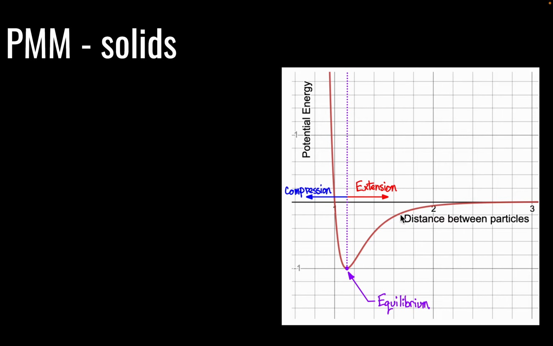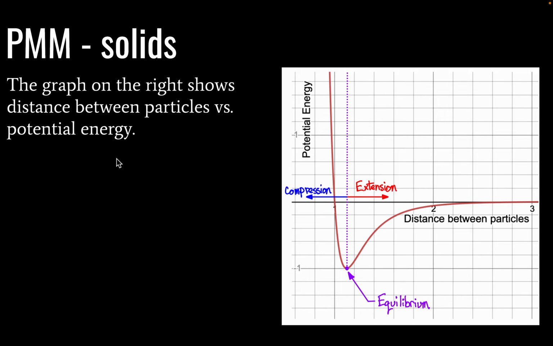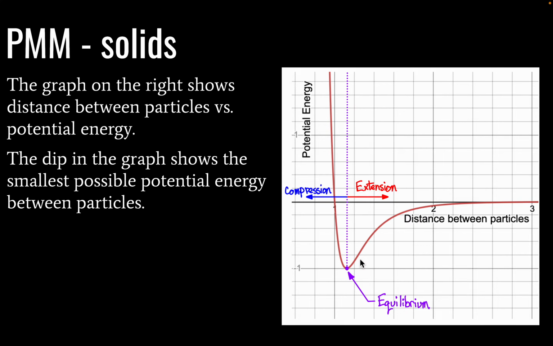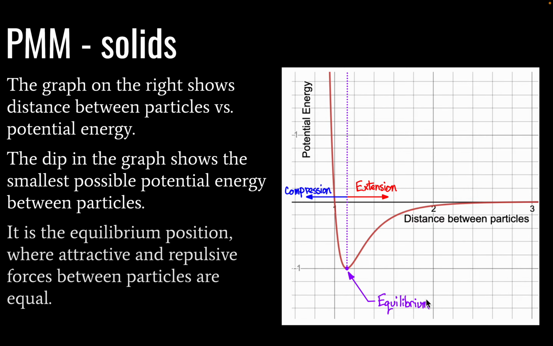So here we have a graph of potential energy, and we're looking at the distance between our particles. And there's no unit here because we're just kind of checking out the idea. So this dip in the graph here is showing the smallest possible potential energy between particles. In other words, what's happening here is our forces are balanced at this point. It's called our equilibrium position, and we'll see that more in topic 4 and topic 9. So at this equilibrium position, the attractive and repulsive forces are balanced. They're equal. They're in equilibrium.